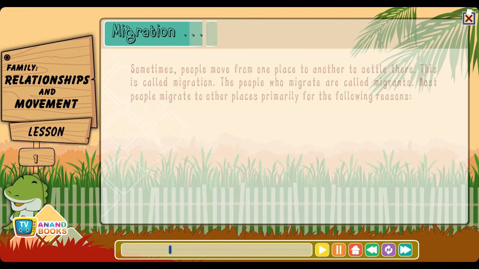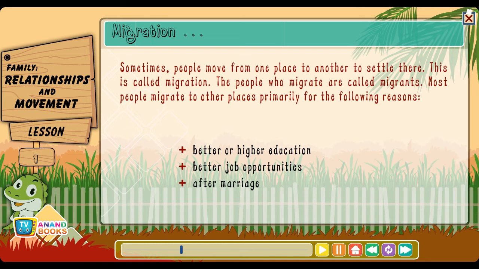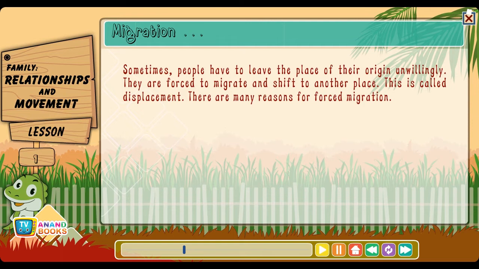Migration. Sometimes people move from one place to another to settle there. This is called migration. The people who migrate are called migrants. Most people migrate to other places primarily for the following reasons: better or higher education, better job opportunities, after marriage, job transfer.